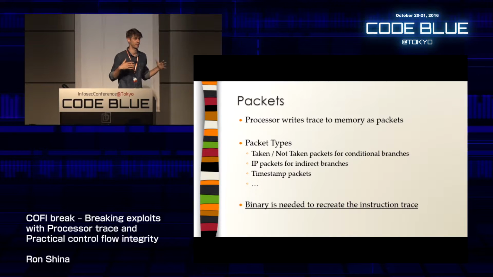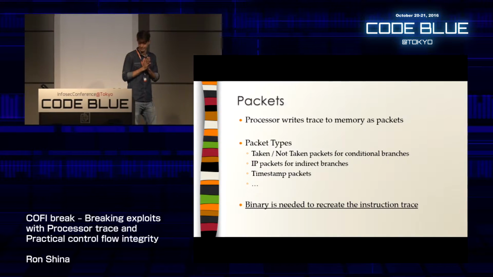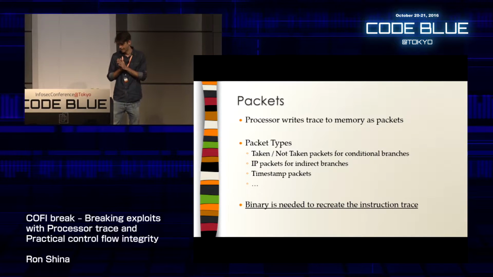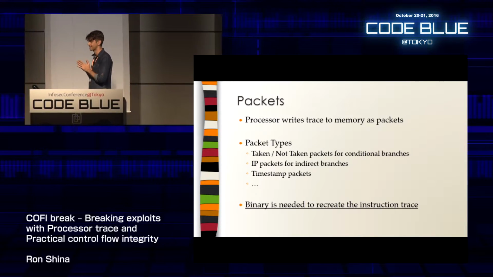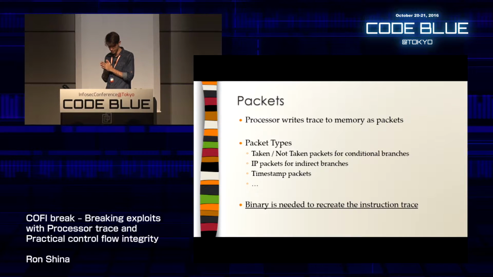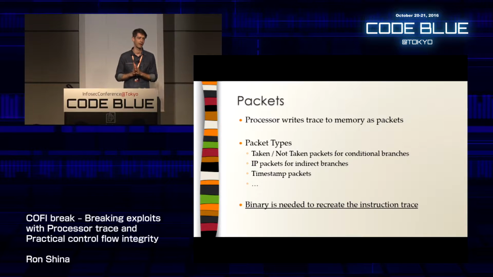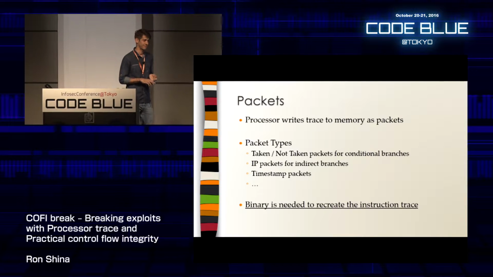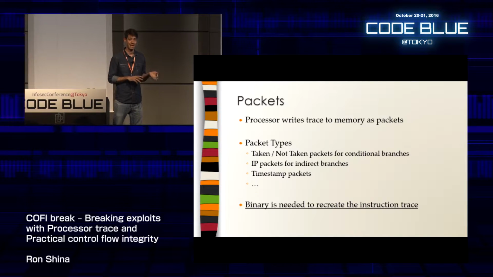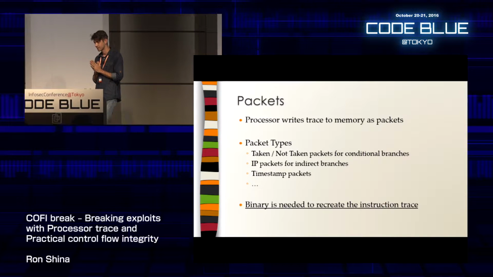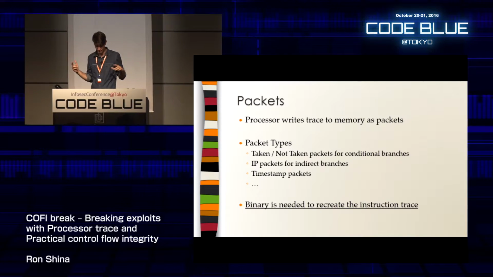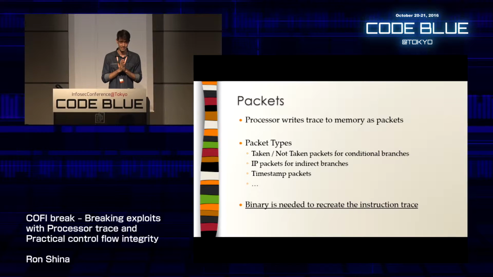Once you turn on this tracing, the processor will write out the trace to memory. And while there are quite a few packets available, the ones that we'll mostly be interested in are taken/not-taken packets, instruction pointer packets, and timestamp packets. The important thing to remember, and we'll go over this a couple of times, is that you do need the binary to decipher what just ran.